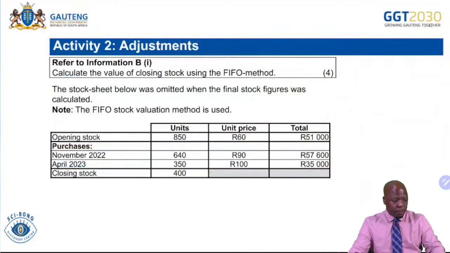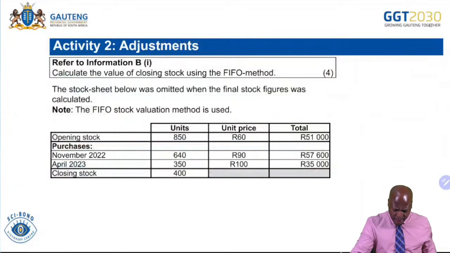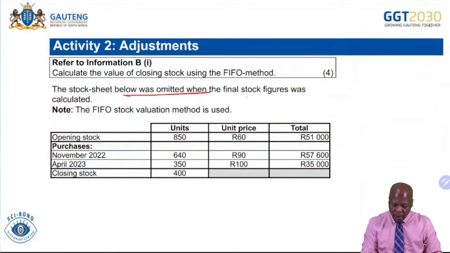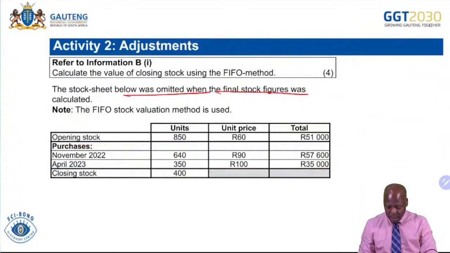Here is the first part of the adjustments. It says, calculate the value of closing stock using the FIFO method. So, in paper 1, you can also get inventory valuation questions. In this case, we got a FIFO question, and we were to calculate the value of closing stock. And we were told that the stock sheet below was omitted when the final stock figure was calculated. So what we want to do is to calculate the value of closing stock, which was omitted.